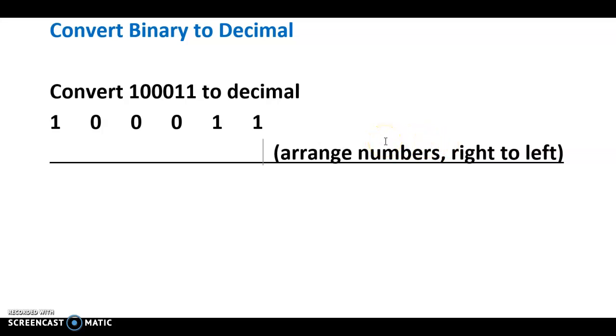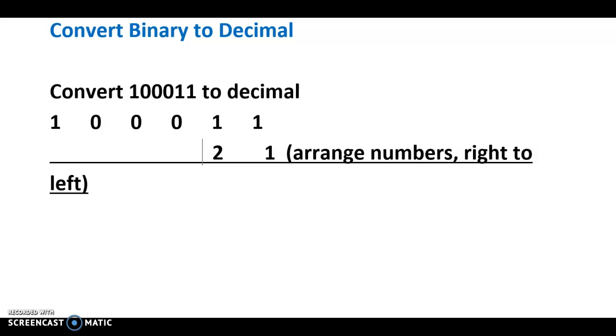So in the second row where I have the cursor, you always start with 2 to the power 0, because this is binary, to the base 2, hence 2 to the power 0. Anything to the power 0 is 1, so I'm going to write a 1 there, right underneath. The next slot to the left, I'm going to write 2 to the power 1. 2 to the power 1 is 2.